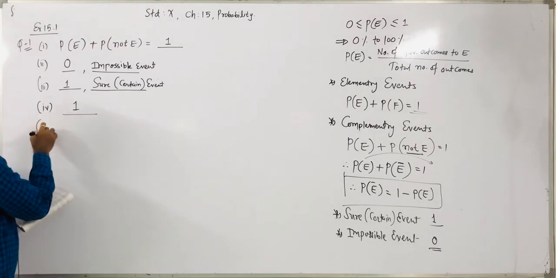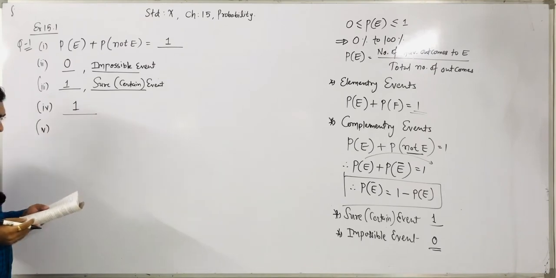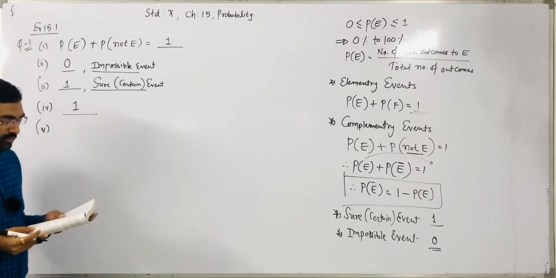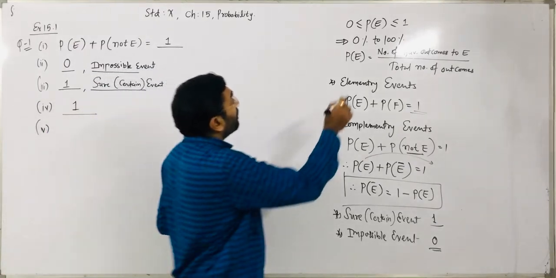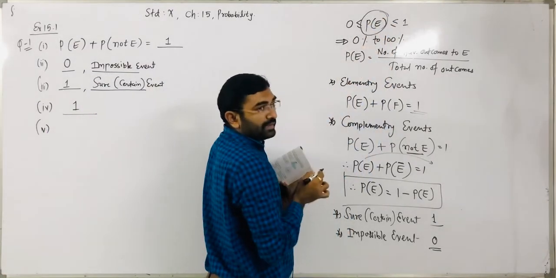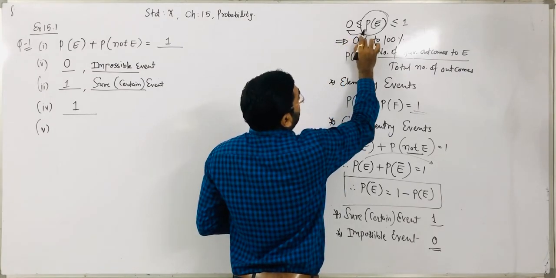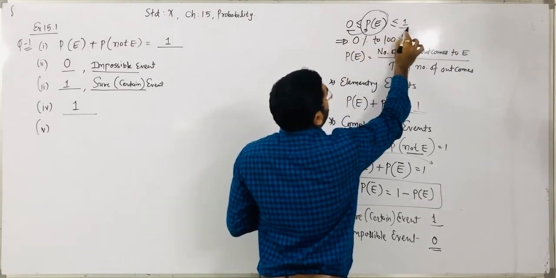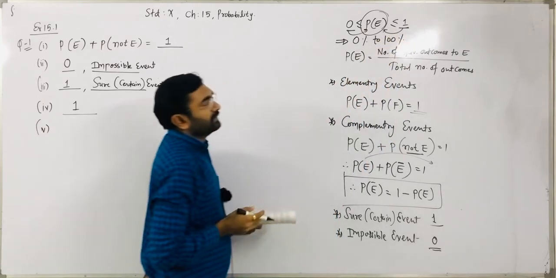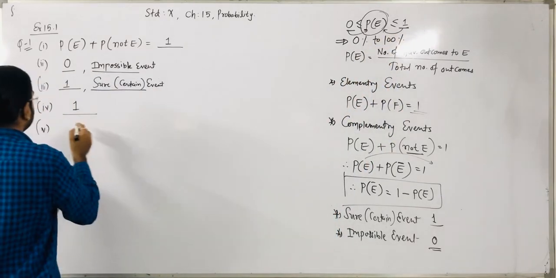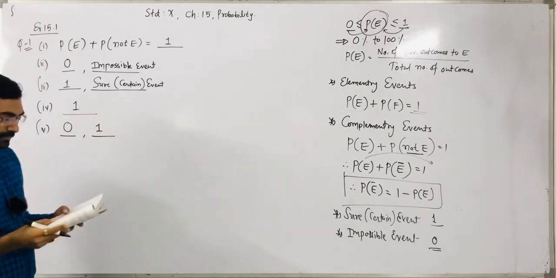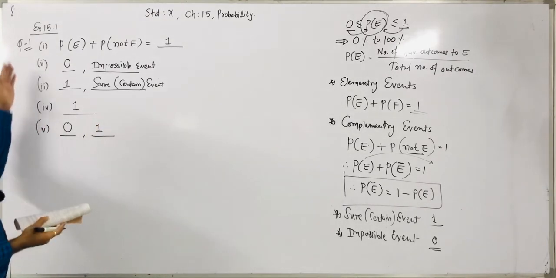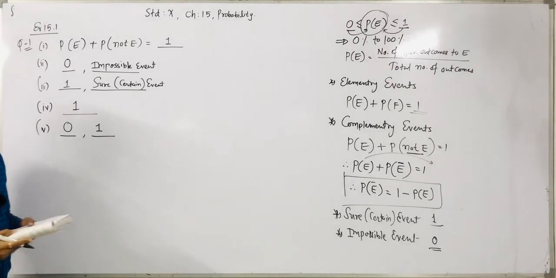The fifth question: the probability of an event is greater than or equal to blank and less than or equal to blank. So the probability of an event is greater than or equal to what? 0, and less than or equal to what? 1. Right? So in the first blank our answer is 0 and in the second blank the answer is 1. Remember that, it is very simple, which we discussed in our previous video.